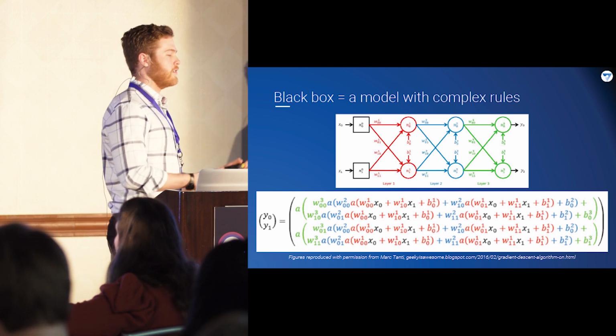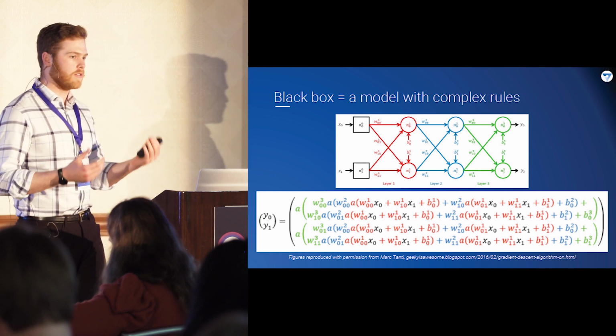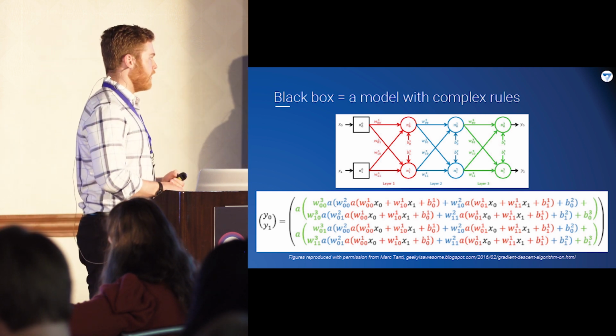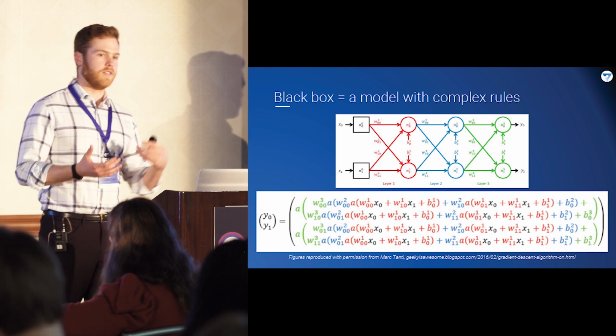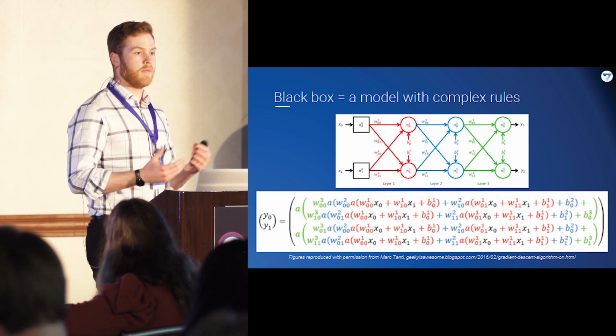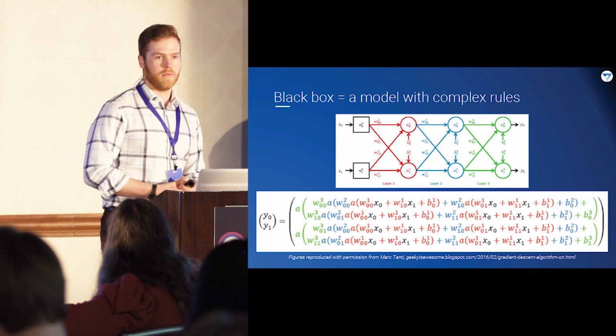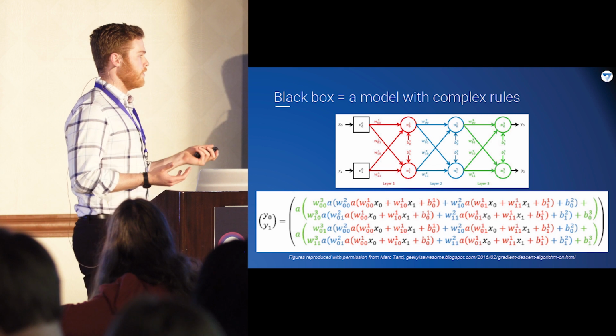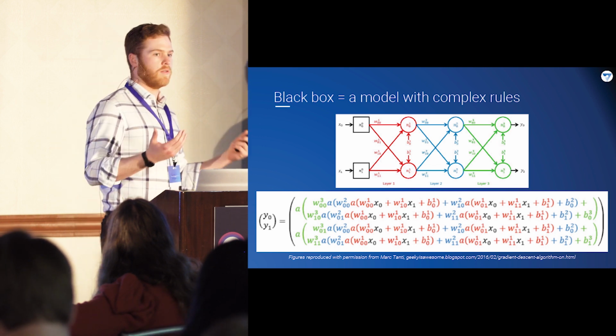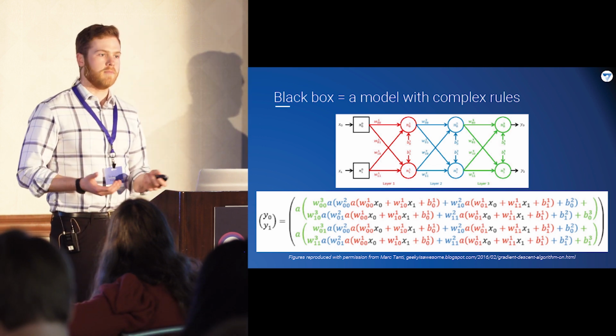And of course, you can compress this with tensor notation or linear algebra notations. But at the end of the day, do you really understand the linear algebra notation in an intuitive way? Some of us might. I personally have more trouble with that sometimes as a practitioner. So black boxes are really just models that have rules that are so complex that inspecting them becomes a challenge in and of itself.